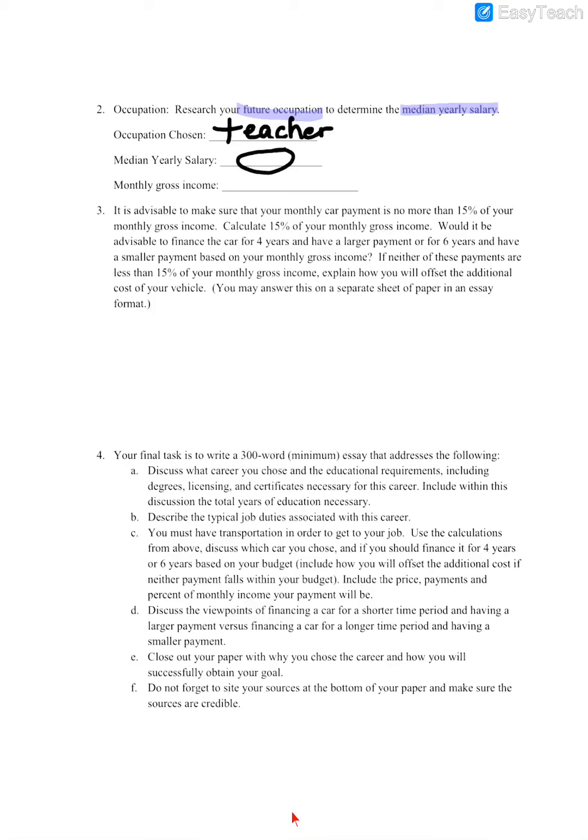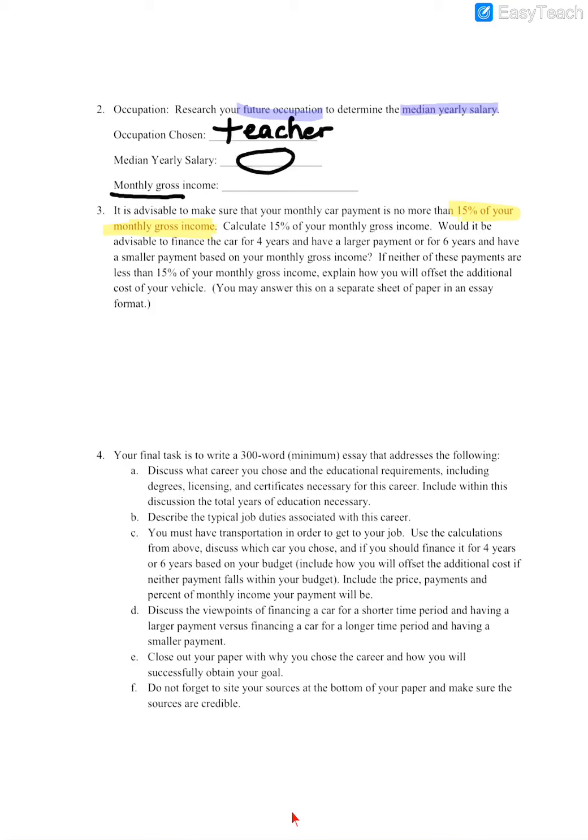And then, if that's your yearly salary, we want you to divide it by 12 so you can tell us what your monthly gross income would be. The gross income refers to what you get paid before they start taking out things like taxes and Social Security and other things that your job might have to take out. Okay, so once you answer question 2, number 3 says it is advisable to make sure that your monthly car payment is no more than 15% of your monthly gross income. That's typically what they look at when you go to purchase a car.